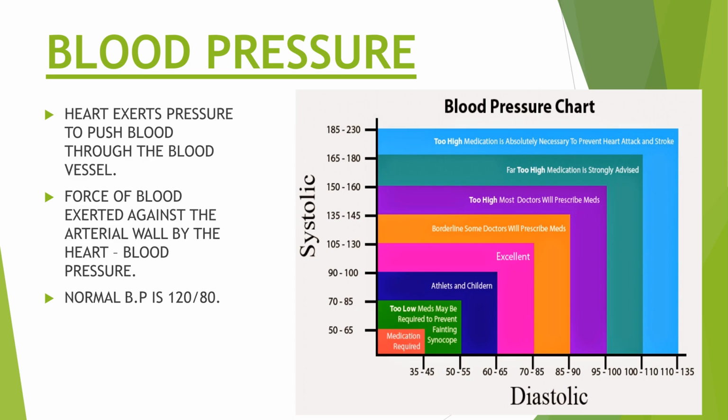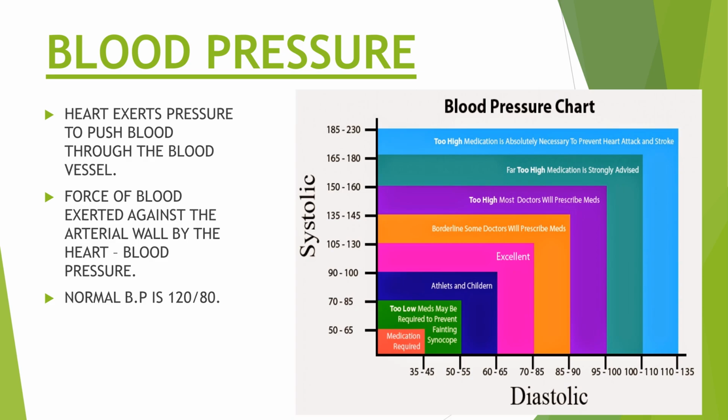So over here you can see the various colors are showing the range of the pressure and what is required. First, where the lowest is, medication is required. Now above that is between 65 to 85 when the systolic is there, and the diastolic is between 45 to 55. It is too low. Medicine may be required to prevent fainting.